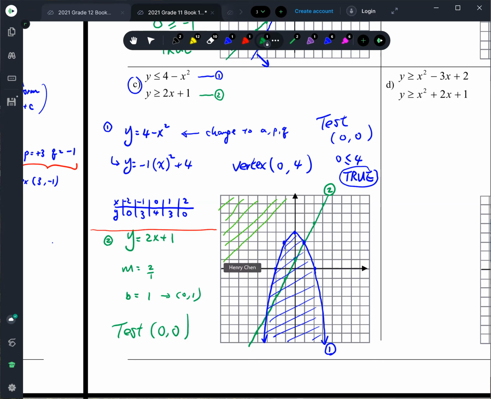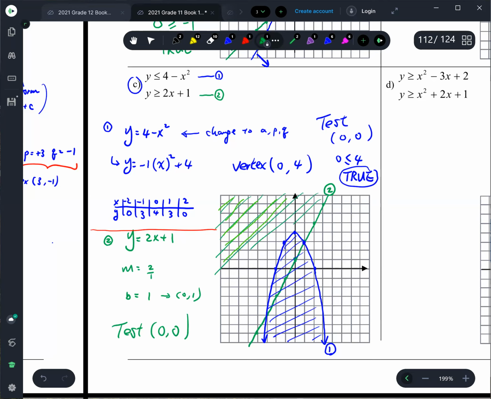Okay, so everything up there, right? That's what you mean. Did you get true or false for the green? Henry, did you get true or false? I got false. You got false?